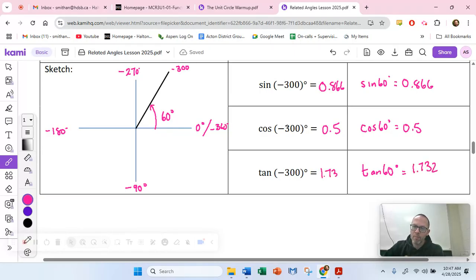1.732. All right, so you all know what makes angles related: the same reference angle. You also know what a reference angle is. We've calculated 4. Anything you want to chat about?